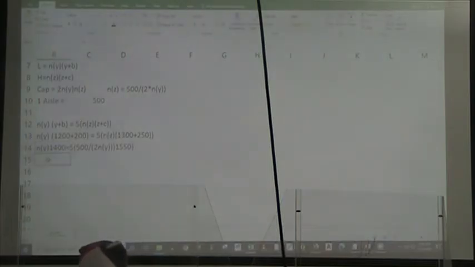So that means that this is 80 ny equals, this 5 drops out because we divided both sides by 5. 500 divided by 2 is 250 divided by ny, and then that is times 1550.